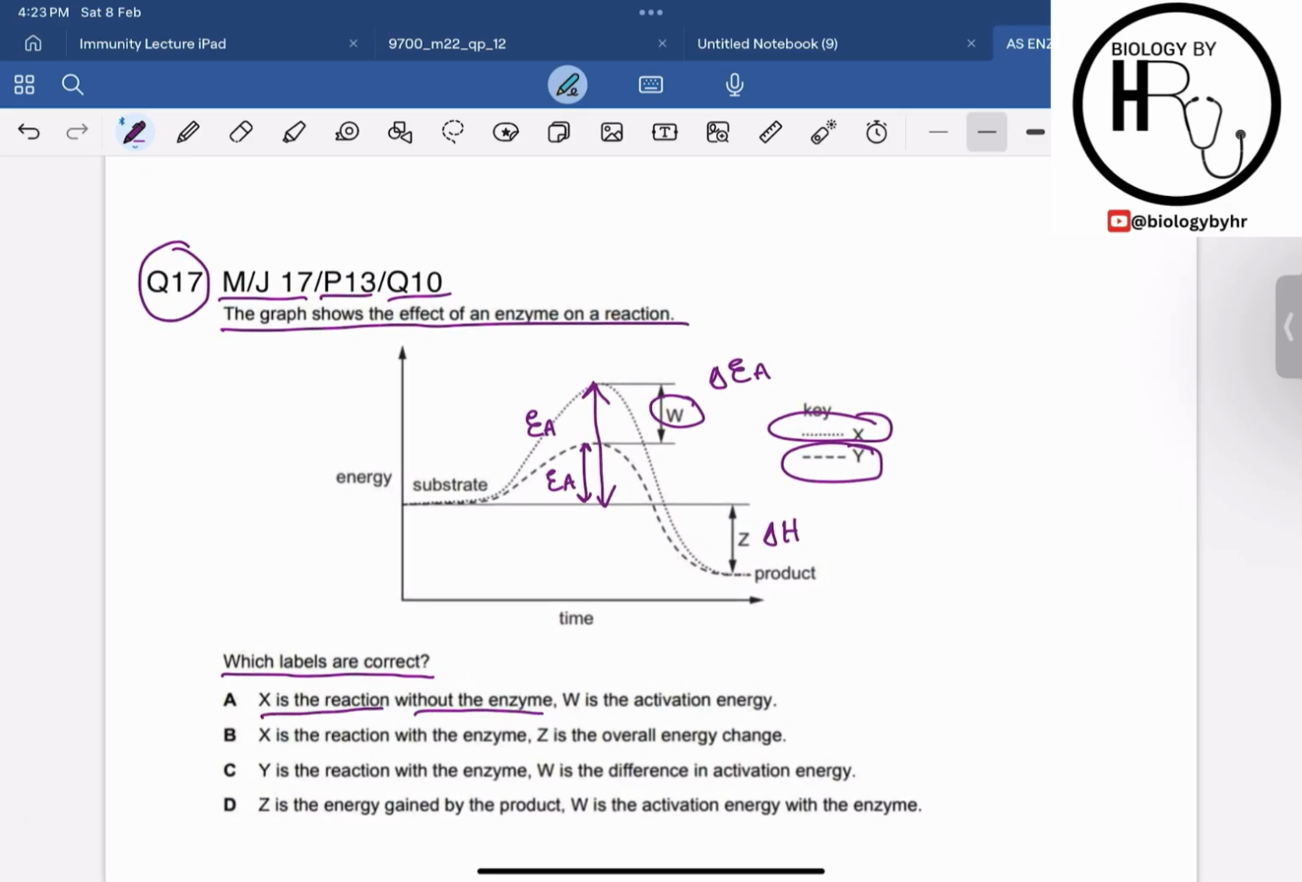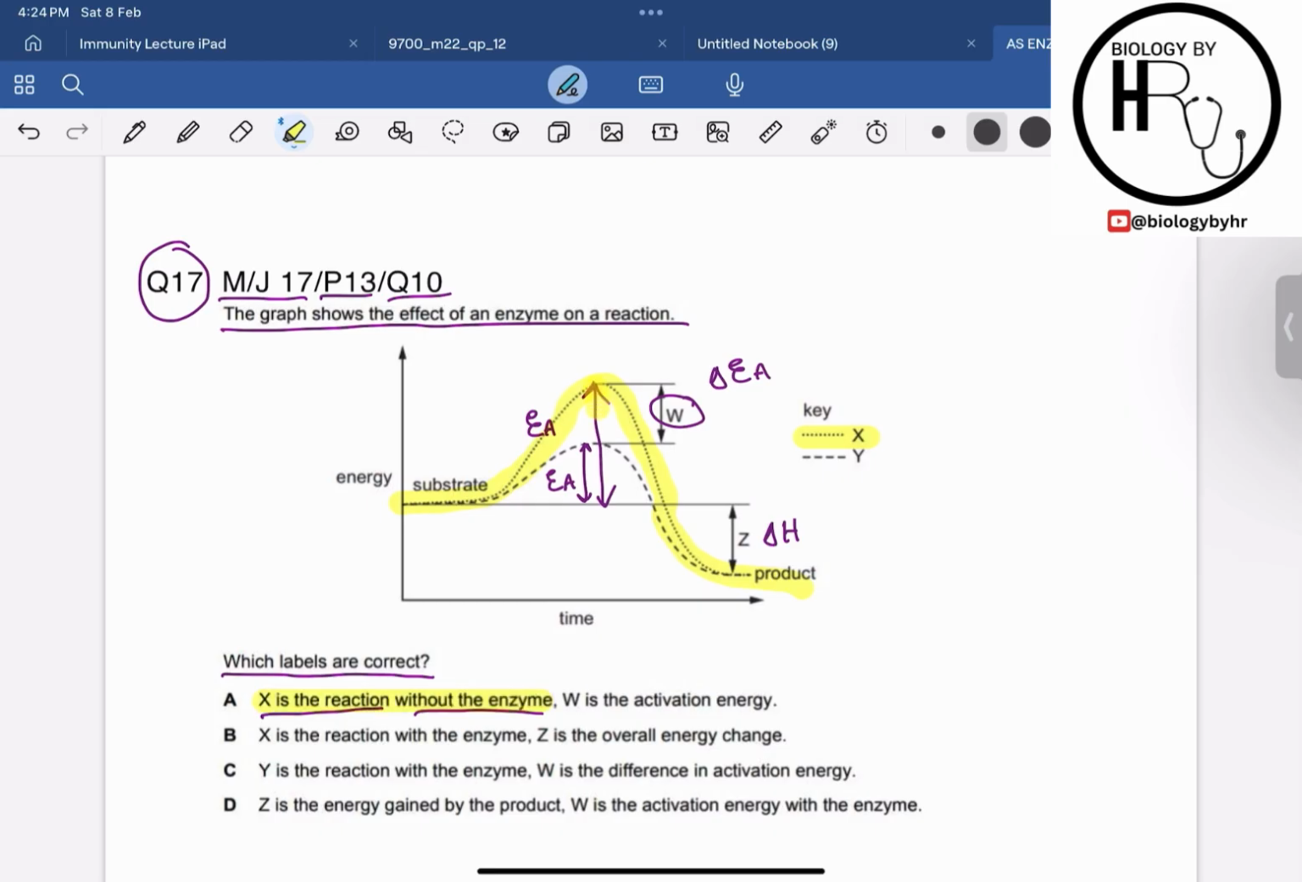X is a reaction without the enzyme. Yes, this is true. What is X over here? X is being represented by these lines, right? And X is a reaction without the enzyme. Why is it the reaction without the enzyme?